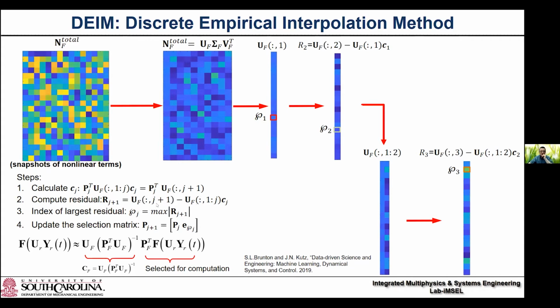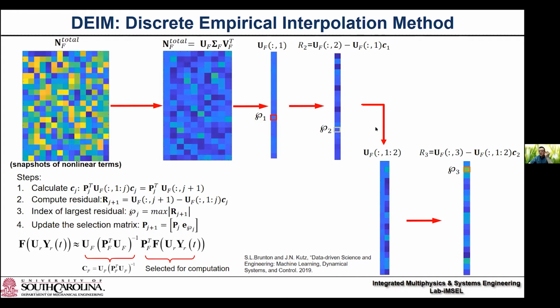For example, if j equals 1, then this is the second mode, and this will be the first mode, and of course you should have a coefficient. Then you want to calculate the residue between the second mode and the reconstructed second mode. This R2 means residue. You check each element within this residue to see which one is the max, and that will be the location, which is very important, where you want to calculate your nonlinear term.